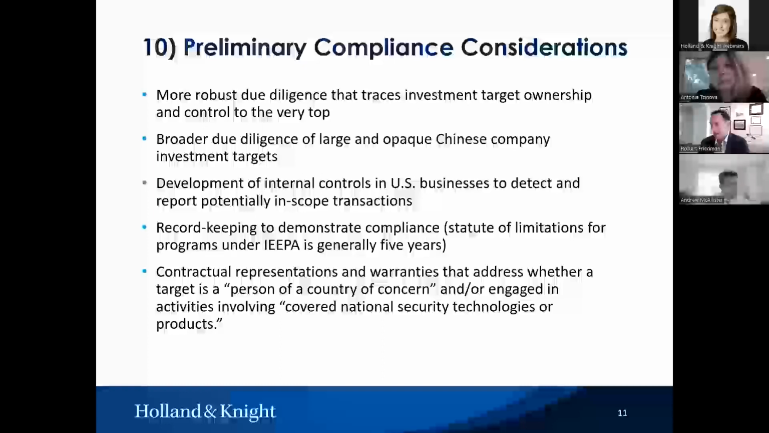The second is that U.S. persons should be expected to perform broader due diligence of large and opaque Chinese investment target companies.